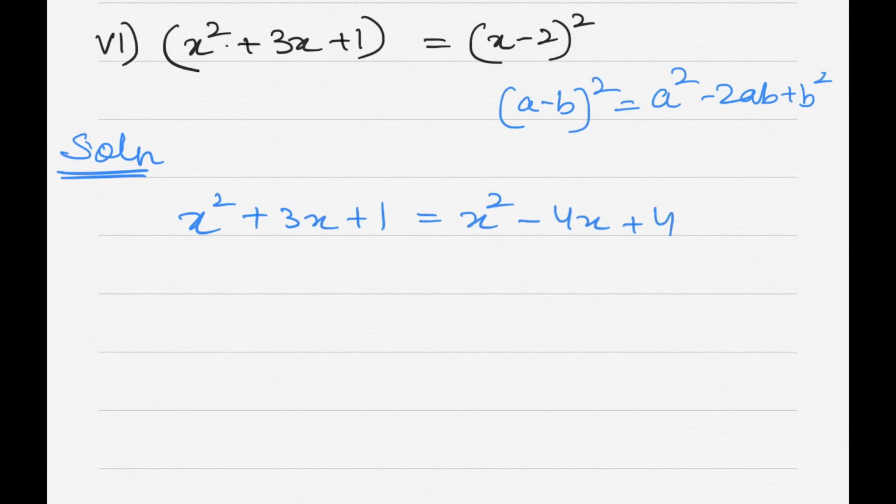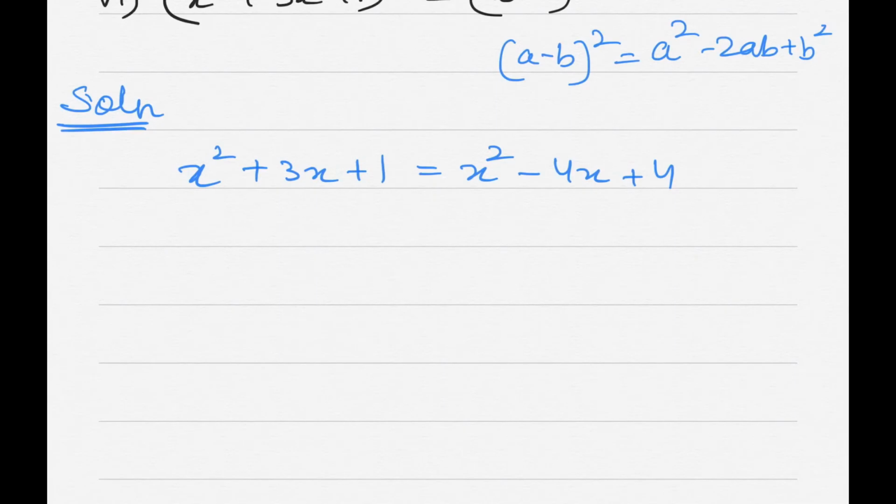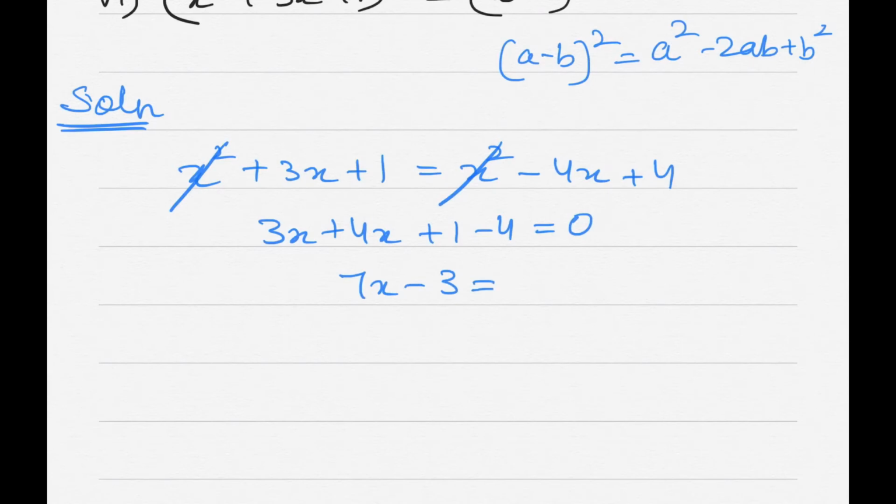Now bringing everything on the left hand side, so x square will get cancelled, I know, and 3x plus 4x plus 1 minus 4 is equal to 0. So 7x minus 3 is equal to 0.